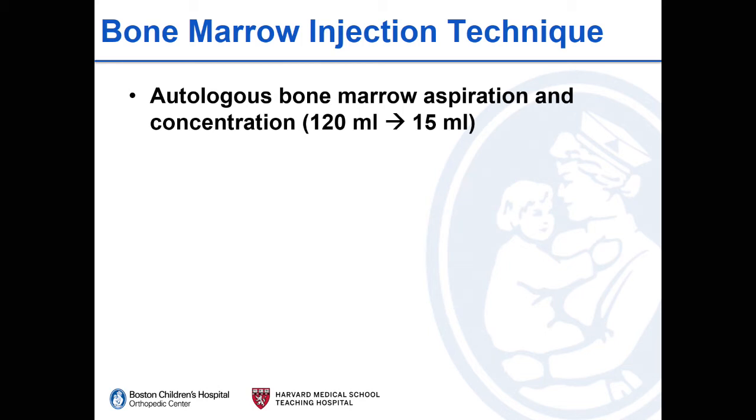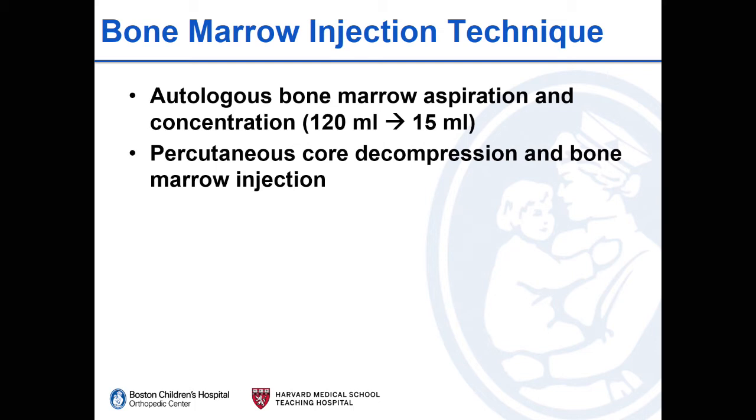So the technique is not simply drawing peripheral blood and injecting into the core. It's actually getting a fairly large volume of bone marrow aspirated in a careful way from the iliac crest that is concentrated down to a smaller volume, whether using a centrifuge or a filtration device, and then it is injected back into the femoral head through the core decompression. It can be done as a day surgery or overnight stay.